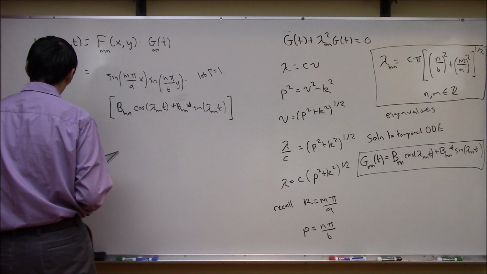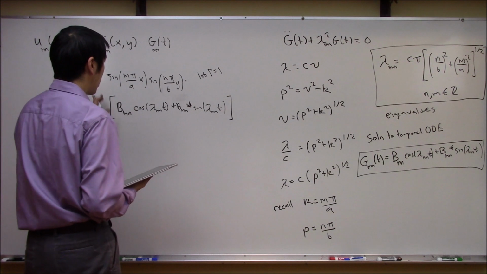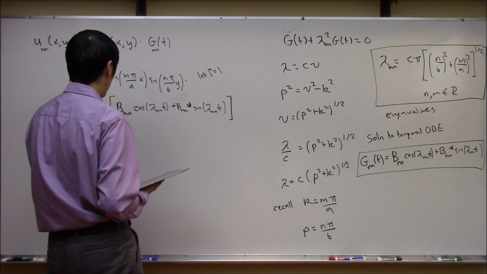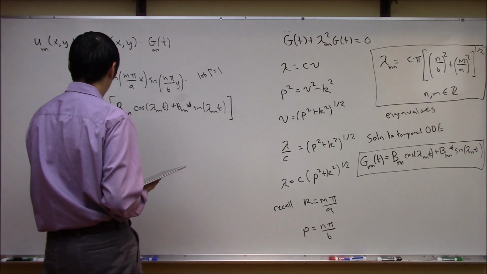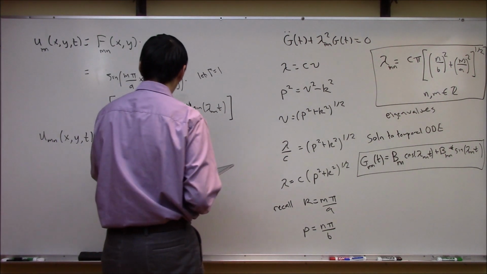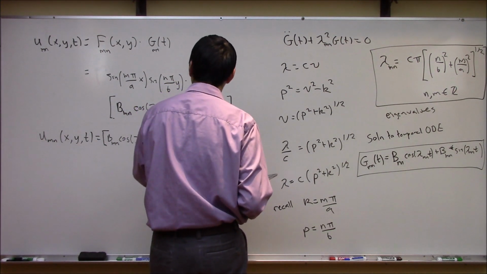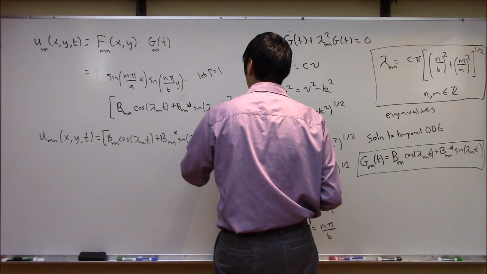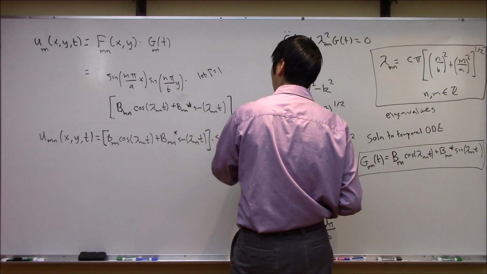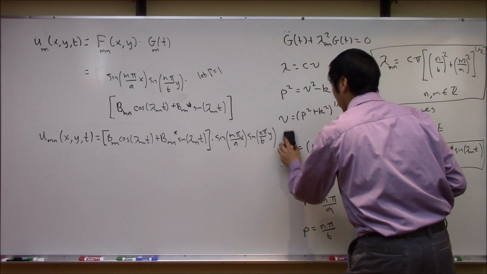So we end up with u_mn as a function of x, y, and t here. It's this guy right here. Like I said, it doesn't matter what order. Maybe let's just write this one first for giggles, for something different. So it's B_mn cosine of lambda_mn t plus B_mn star sine of lambda_mn t, right? Times sine of m pi over a x times sine of n pi over b y. There we go. And actually, let me erase some of this.